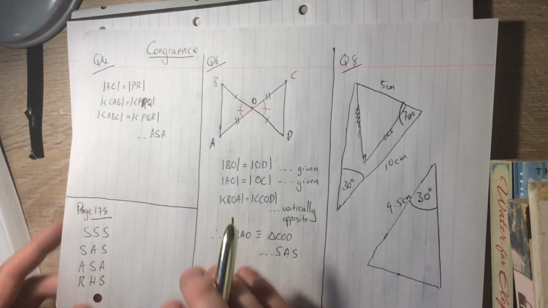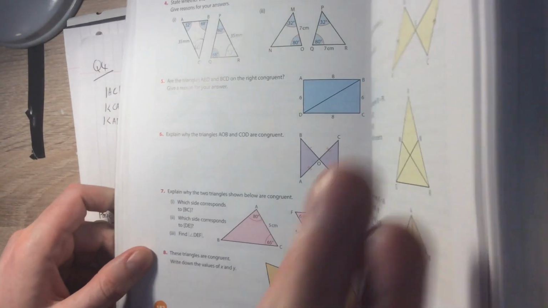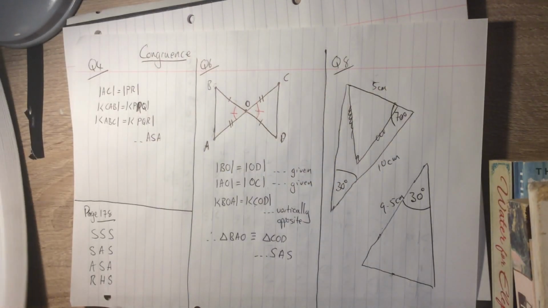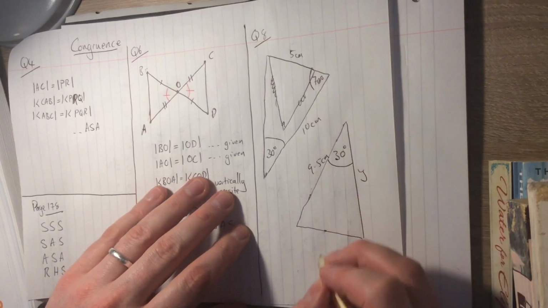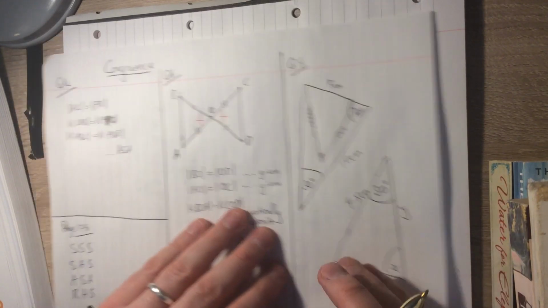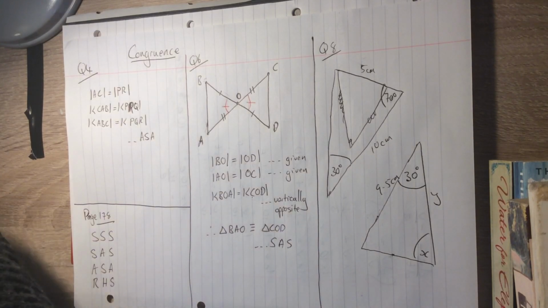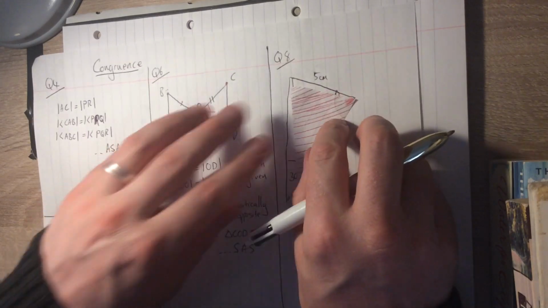Question 8 says these triangles are congruent. Okay, so they tell you they're congruent. You don't need to prove it. Write down the value of y and of x. Okay, well, if we come over here, y is this distance here, and x is this angle here. I've actually made these drawings to be the same size as those original triangles I worked with. Sorry, there's a bit of a mess up there.